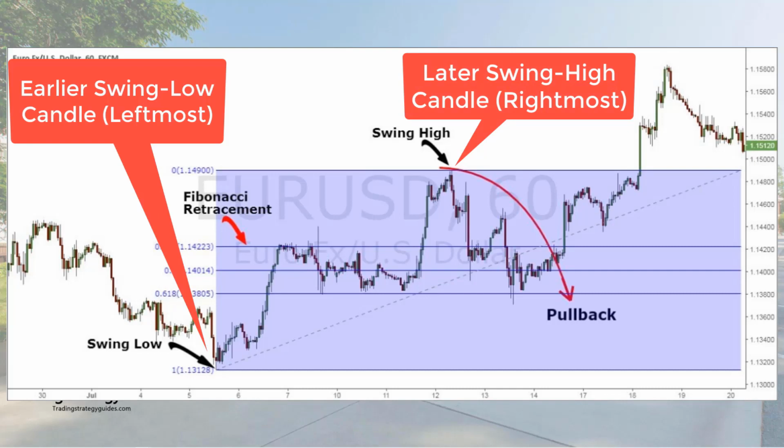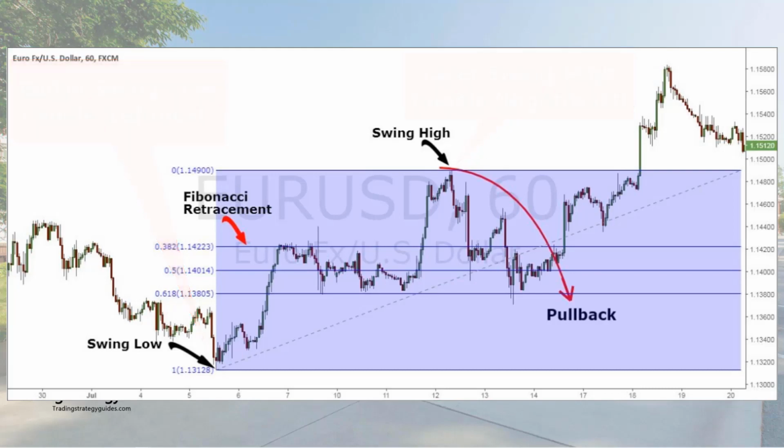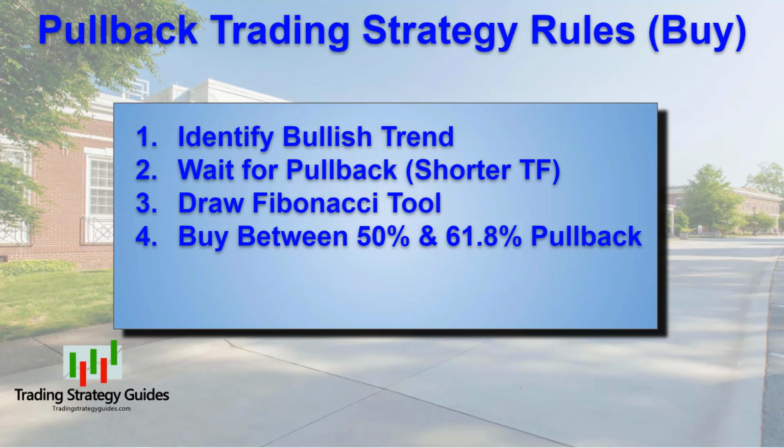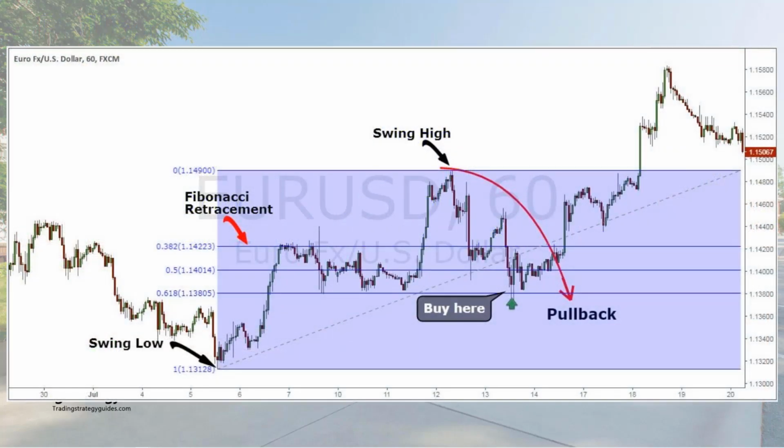Next, we need to figure out where to enter the trade, which brings us to our next step. Step 4, buy anywhere between the 50% and the 61.8% Fibonacci retracement area. After you've placed the Fibonacci retracement tool on your chart, mark the area between the 50% and the 61.8% Fibonacci retracement and buy as soon as the price trades within that area. It's up to you whether or not to buy as soon as the price hits the 50% or to wait for the 61.8%. With experience, you'll be able to fine-tune your entry and profit from trading pullbacks.